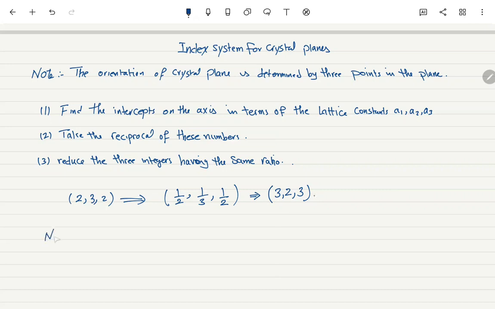Note, if the intercept is negative, you just place a bar at the top of the number. So rather than writing 3, 2, 3, you write them with a bar over the 3 in this case here. These are called Miller indices. So it's called Miller indices.